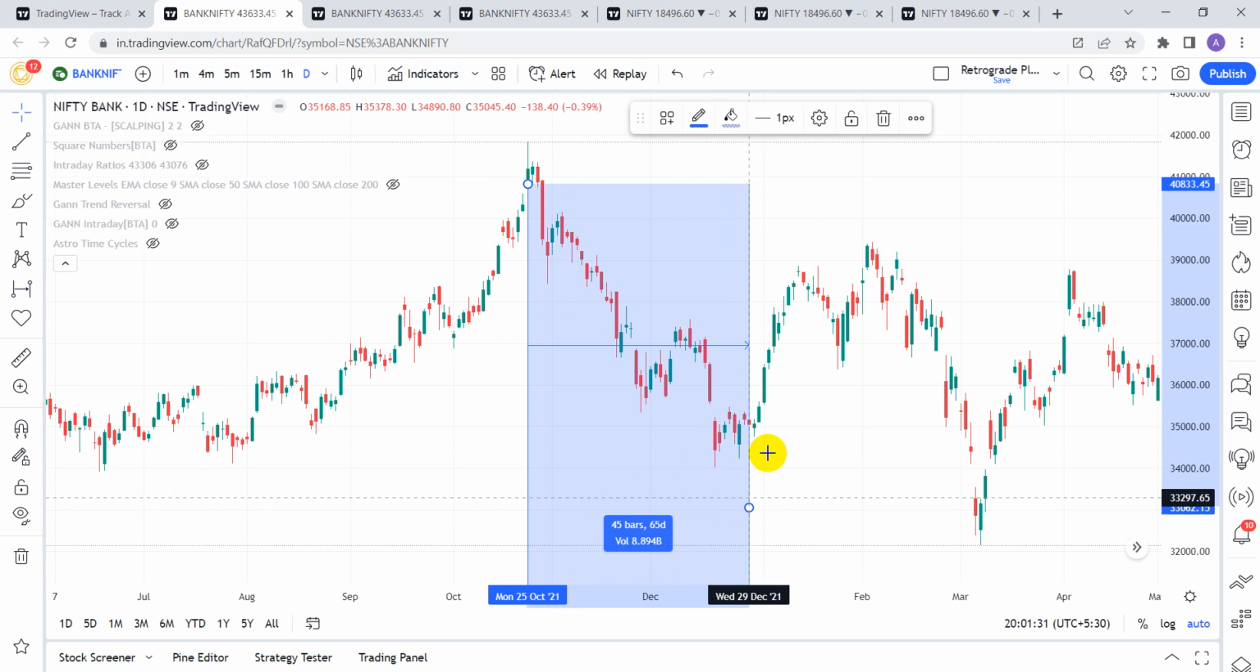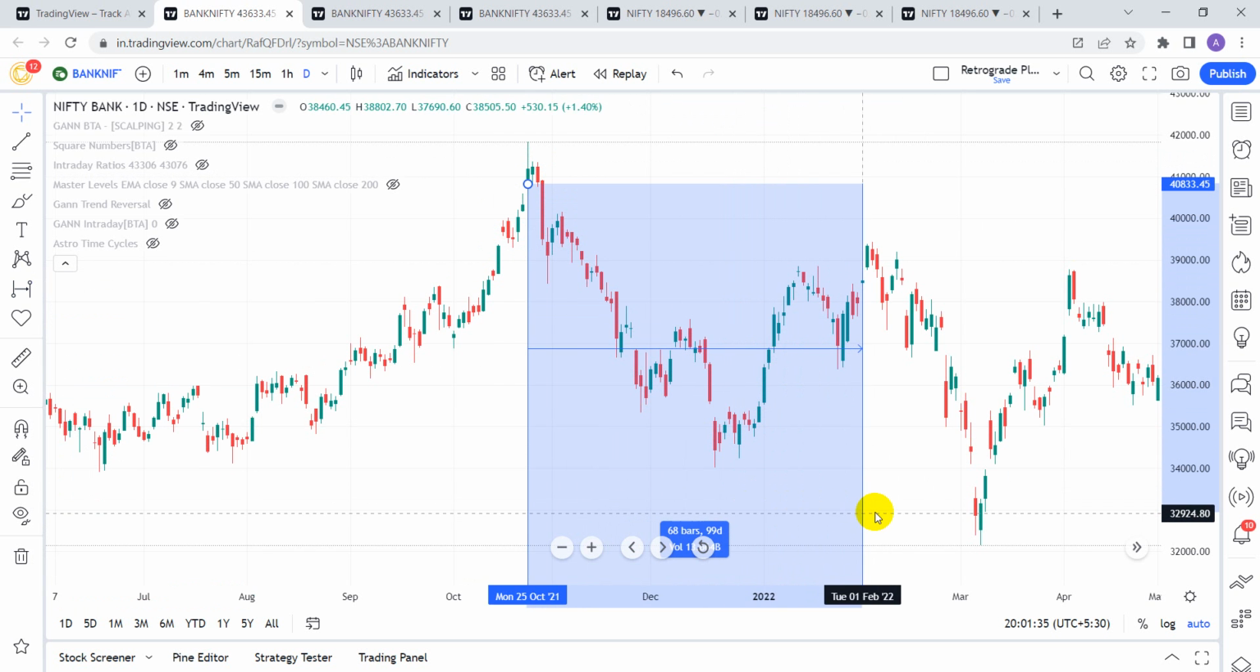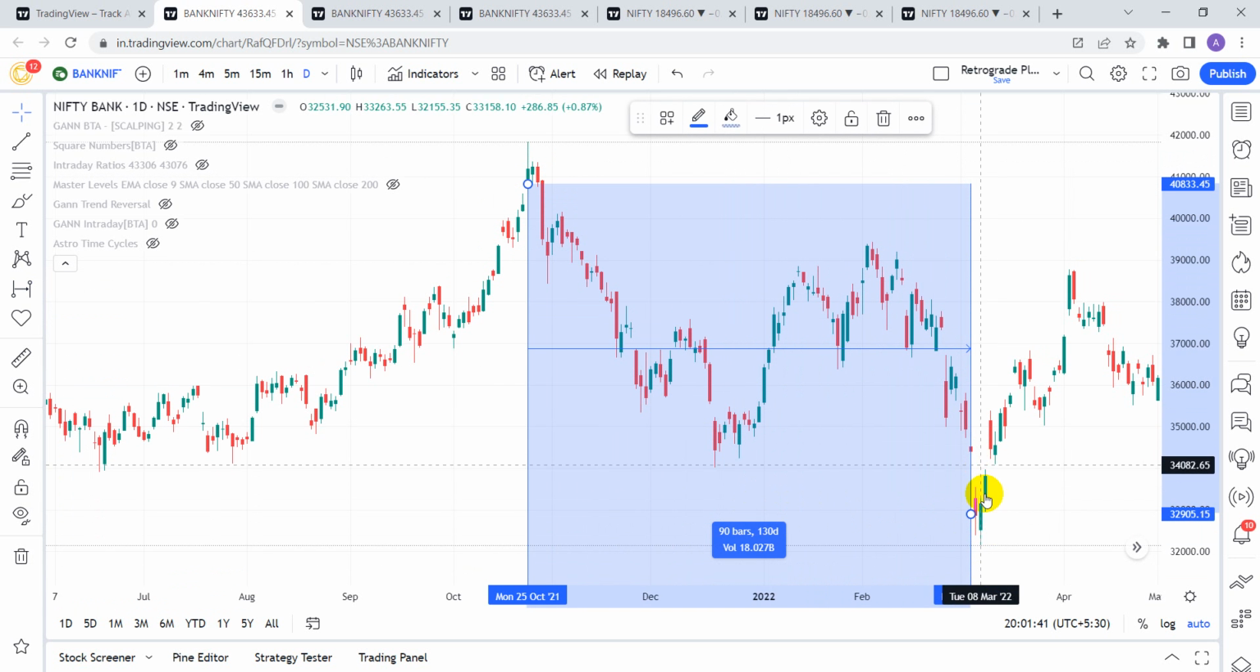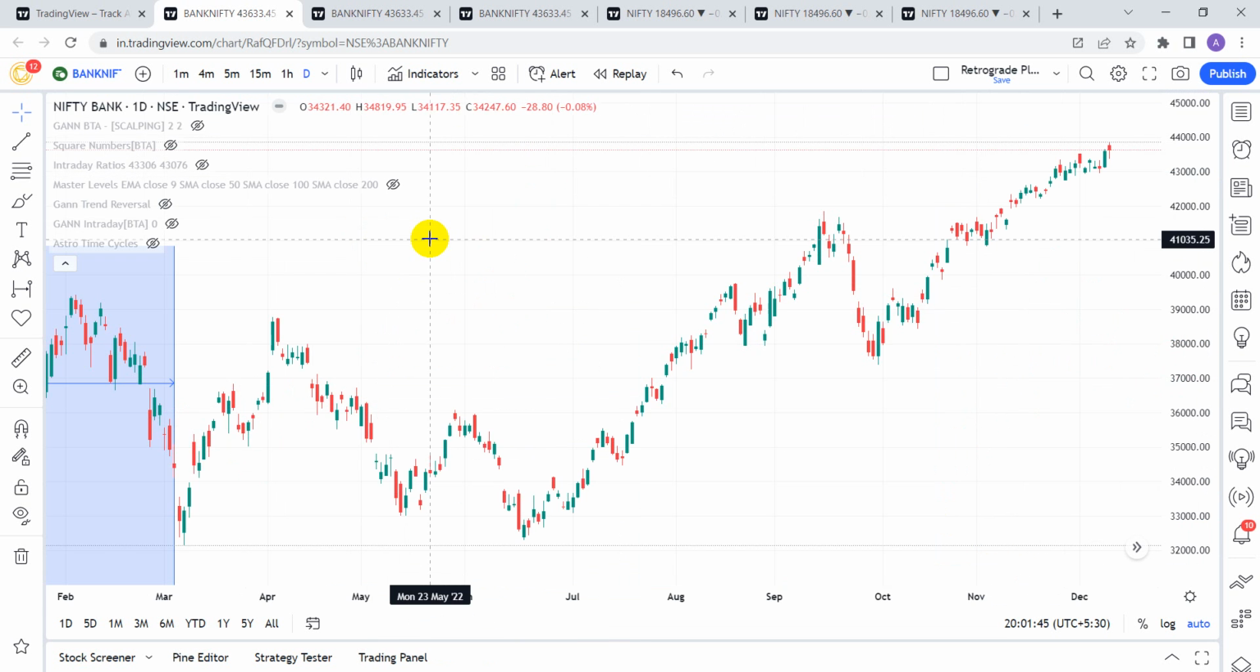See, after the 45th bar we had a big rally. After the 45th, you can go for the 90th bar. Now, this is a very cumbersome process. 87, 88, 89, 90. See, after the next bar, we made a bottom, and from there a good rally. So you can apply this on any time frame.